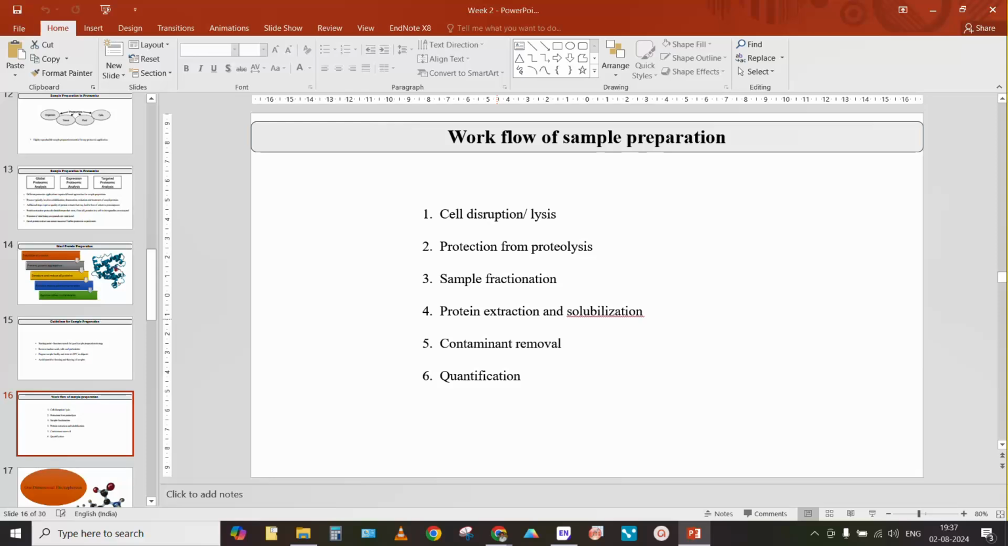Okay. So what is the importance of fractionation? Fractionation increases the proteome coverage. It separates highly abundant proteins from low abundance proteins of interest and brings them into the dynamic detection range. It also increases the chances of identifying low abundance proteins of diagnostic or therapeutic interest.